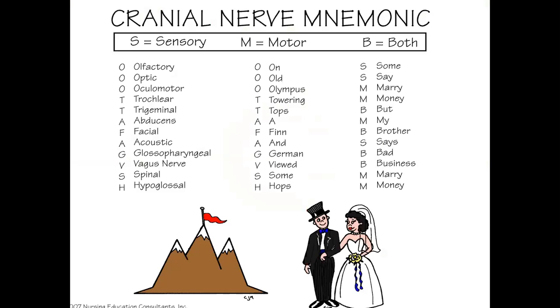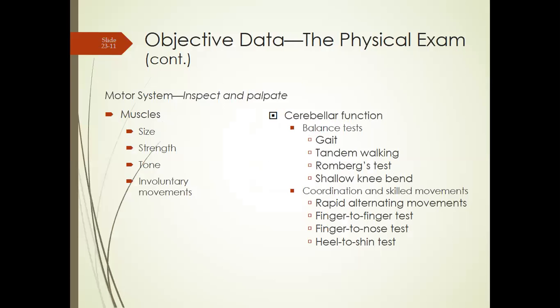Now, this is the picture. With the help of this picture, you can remember the cranial nerves very well. In this picture, S means sensory, M means motor, and B means both, meaning it has the properties of sensory as well as motor. You can easily remember the nerve functions with the help of this picture.